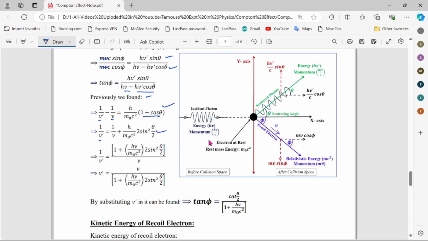So 1 by mu dash will be equal to, adding these two terms, 1 plus h mu by m0 c square into 2 sin square theta by 2, all divided by mu, right? So mu dash will be the reverse: mu by 1 plus h mu by m0 c square into 2 sin square theta by 2. Now we are going to substitute this mu dash here.